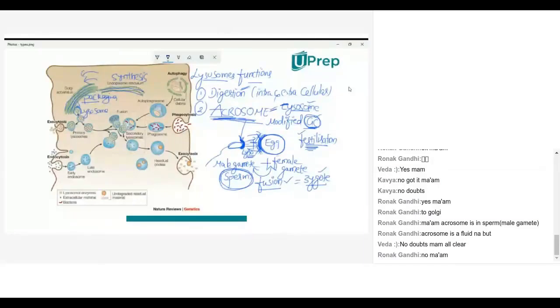Okay. So the second function of lysosomes is that they enhance the formation of the zygote. They make fertilization happen in the proper way. How? This is the process. That's the second function of lysosomes.